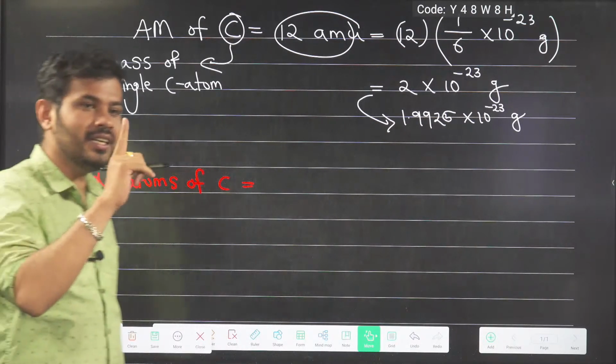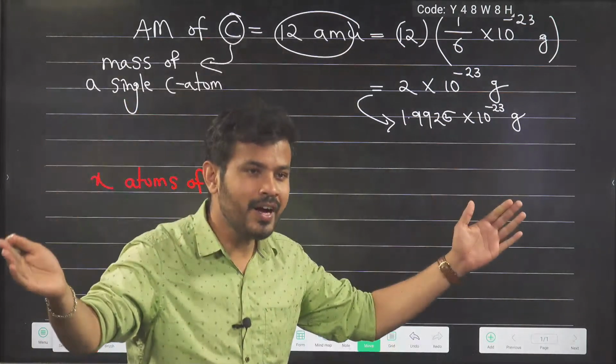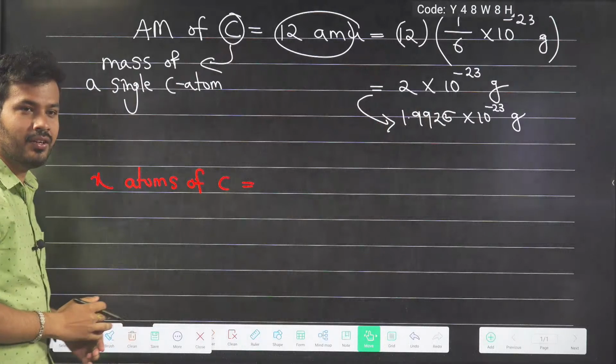One single carbon atom is 12 AMU. X number of atoms are there. The mass will be, use another color.